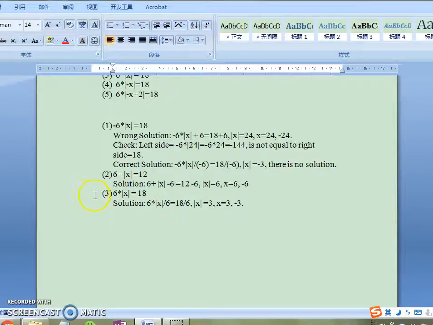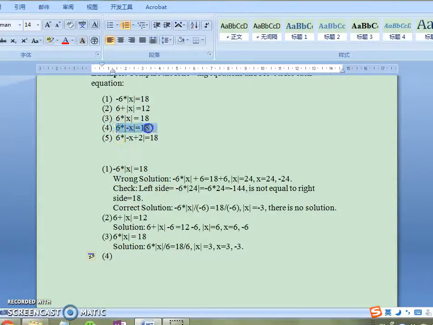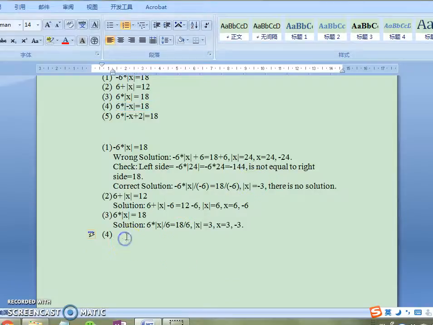Now compare the first one and the third one. When the absolute value equals a negative number, there is no solution. When the absolute value equals a positive number, we get 2 solutions, 2 answers, okay? Let's look at number 4. Number 4, what's the difference from this problem to the others? Yes, inside the absolute value sign, it's a negative x, okay? Be careful.